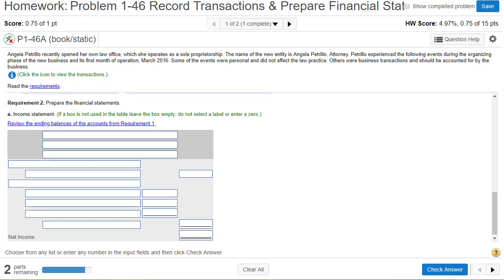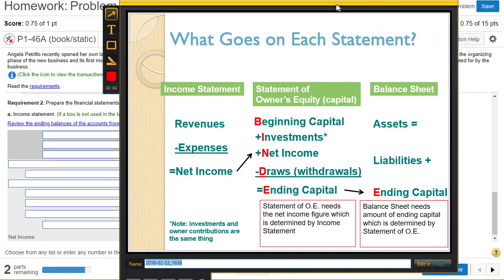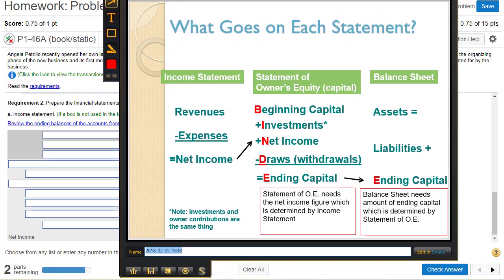Our next task is to create the three financial statements: the income statement, the statement of owner's equity, and the balance sheet. First, let's look at our cheat sheet with the formulas for each of the three statements, and we'll see what each statement is trying to communicate. First, we have the income statement. Its job is simply to show if the company made a profit, also called net income. The formula is revenue minus expense equals our net income, or net loss if expenses are greater than revenue.